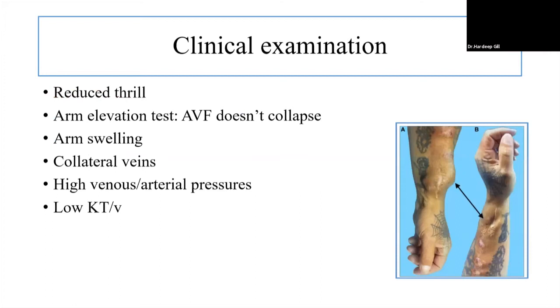So when examining a fistula that's failing, there'll be a reduced thrill. The arm elevation test will be positive. So like in this diagram, this guy has a radiocephalic fistula, and when the hand is down, the fistula fills up. When the hand is elevated, the fistula collapses. That basically means that there is no significant stenosis in the fistula tract. There's arm swelling or collateral vein development with failing AV fistulas and venous outflow obstructions. There's high venous or arterial pressures and low clearance as represented by the low Kt/V.